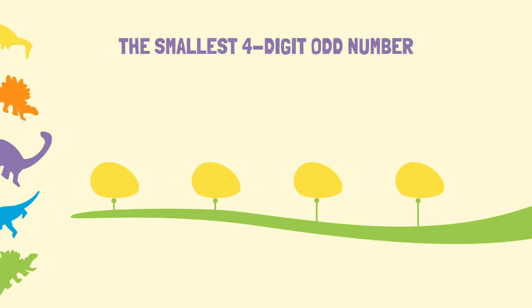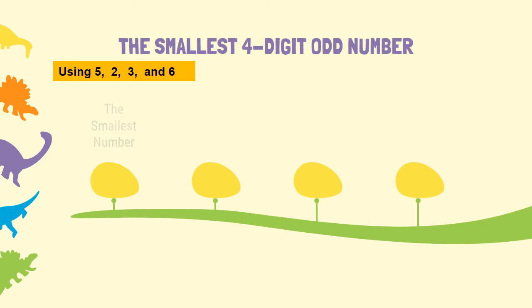The smallest 4-digit odd number. So we have 4 places here for thousands, hundreds, tens, and ones. We must use 5, 2, 3, and 6. Only these 4 numbers, okay? We arrange it to become a 4-digit number.